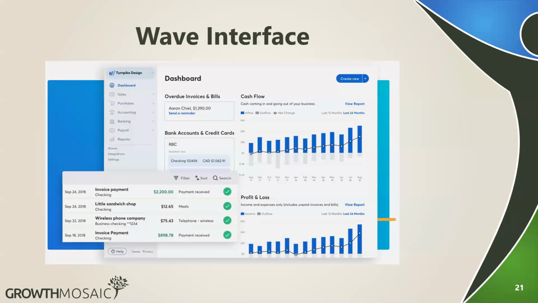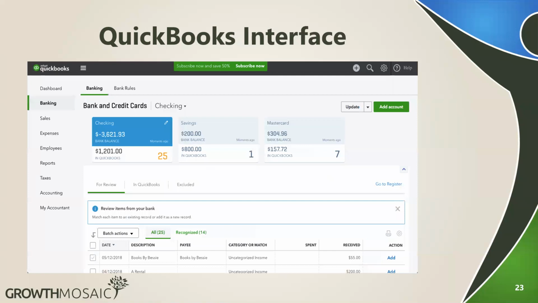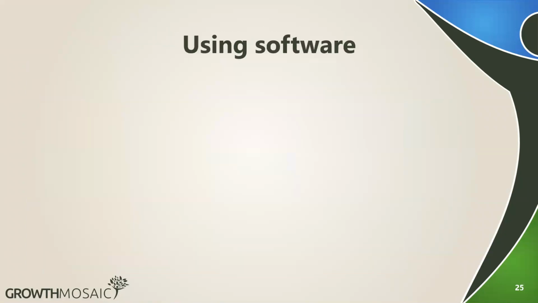So there's Wave, this is the interface. This is the interface for FreshBooks, also quite user-friendly. There's QuickBooks, which is more rugged. It's provided by Intuit. Then there's the Sage 50, which is also very rugged.